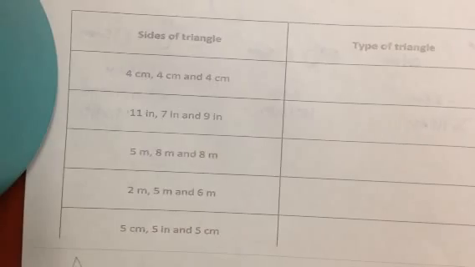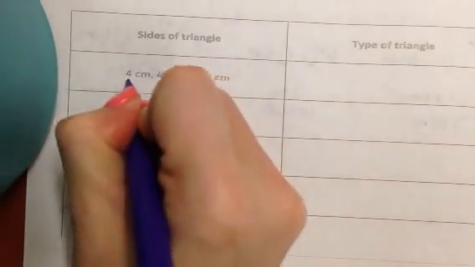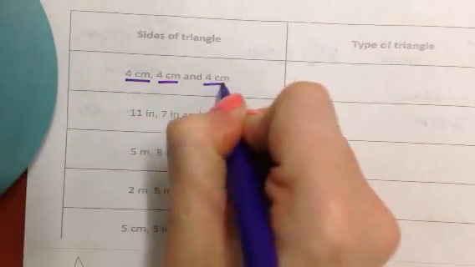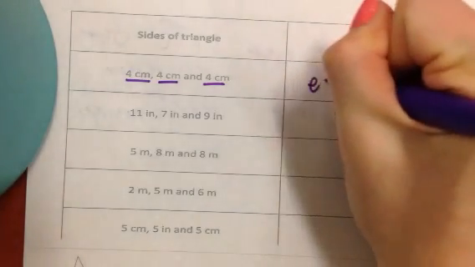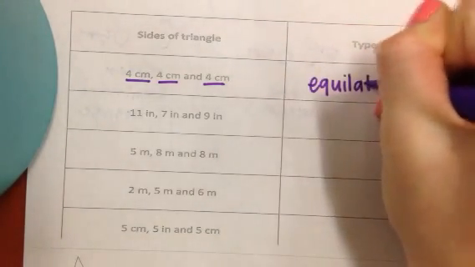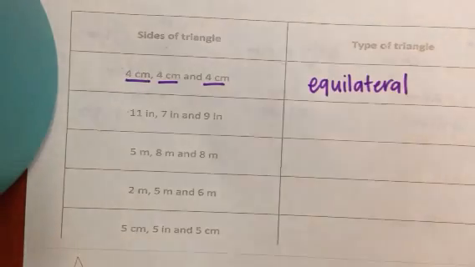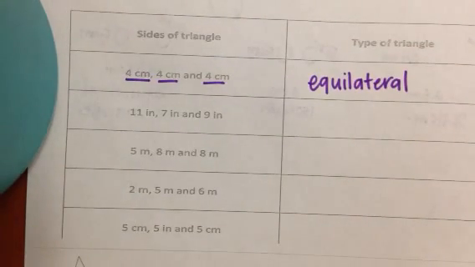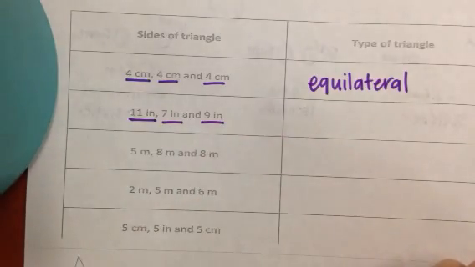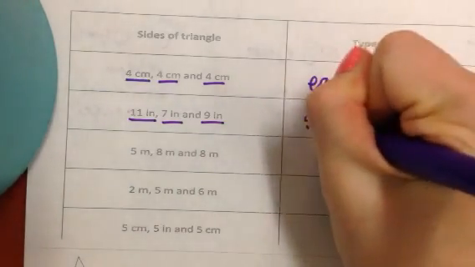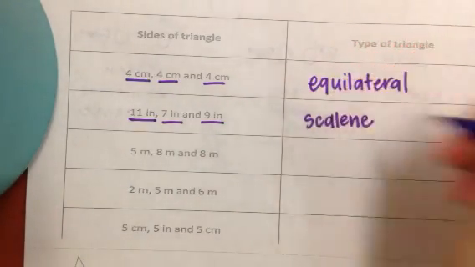Now that you're on the back, just pretend you have the triangle. You have a 4 centimeter, a 4 centimeter, and a 4 centimeter triangle. Well, those are all the same. So automatically, we use our math vocabulary. They're all congruent, so it's an equilateral triangle. Here we have an 11-inch, a 7-inch, and a 9-inch. None of those are congruent, so this is called a scalene triangle.